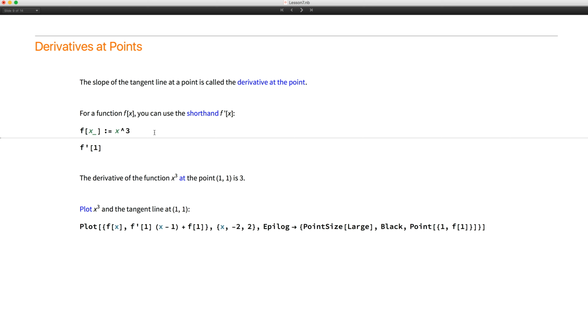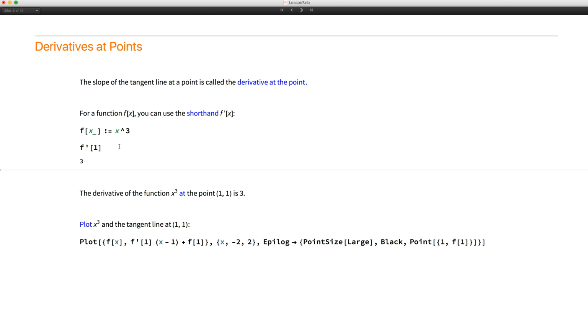So if you say f of x equal to x cubed, then in the Wolfram Language, f prime at 1 is the derivative at x equal to 1. So the derivative of x cubed at 1 is 3. And you can plot that and check that it in fact is the correct answer. A couple more concepts over here.